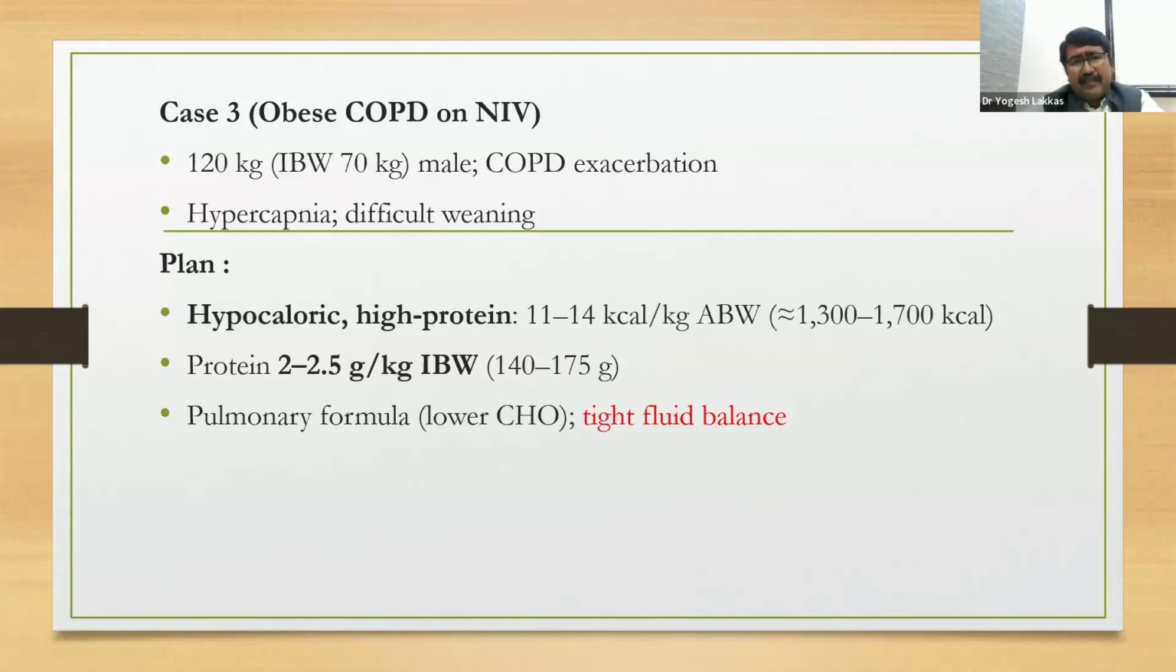Then hypocaloric, high protein: 11 to 14 kilocalorie per kg of the actual body weight, that will come to 1300 to 1700 kilocalories. Protein requirement will come to 2 to 2.5 gram per kg of ideal body weight. That will be around 140 to 170 gram. Then pulmonary formula, lower carbohydrate, we will plan for this patient. Then tight fluid balance will be for this patient.